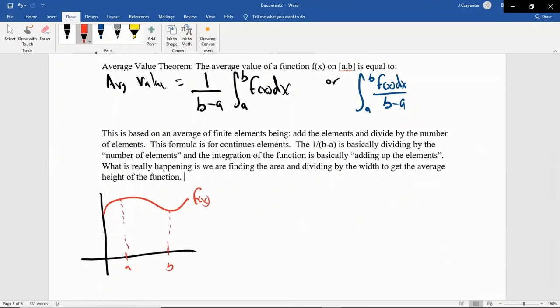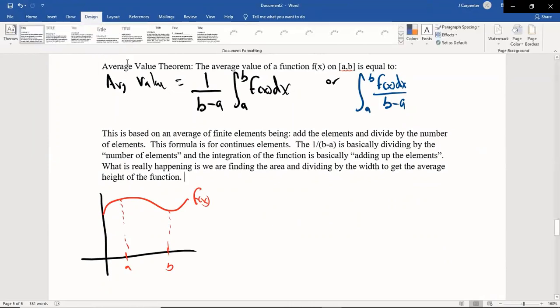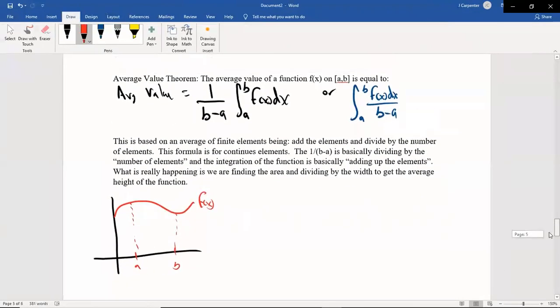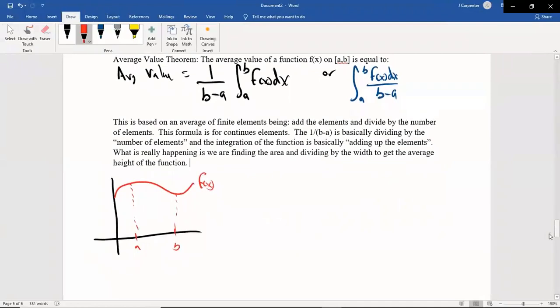We know this area. Sorry, I'm trying to get all this on the screen at once. There we go, perfect. We know the area is equal to the integral from a to b of f of x dx. This area right here.